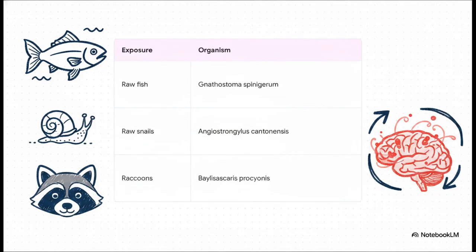Now, this is where it gets kind of wild. All three of these highly specific global exposures share a single striking lab finding. Eating raw freshwater fish in Thailand leading to Gnathostoma, eating raw snails in Hawaii causing Angiostrongylus, the rat lungworm, or maybe a kid playing near raccoons in a rural area getting Baylisascaris. Every single one of these triggers the exact same specific profile, eosinophilic meningitis.